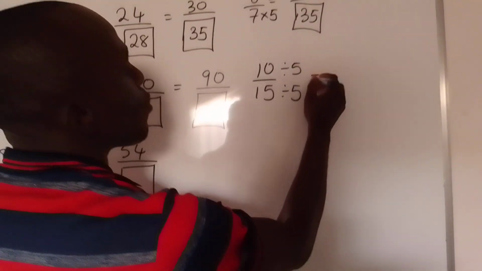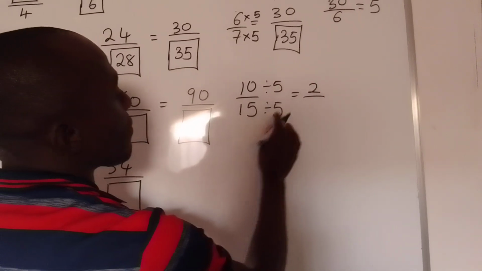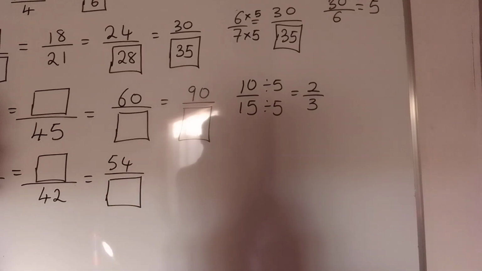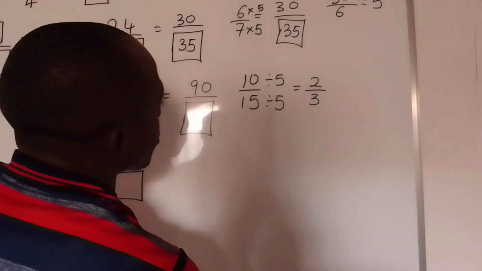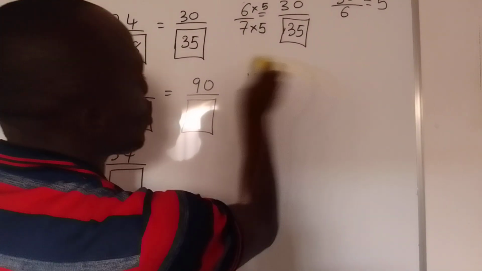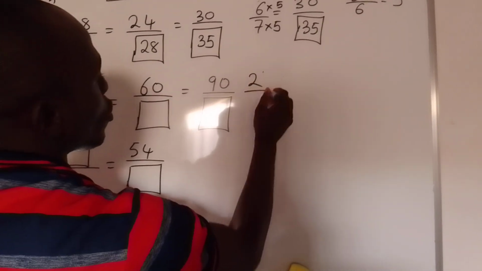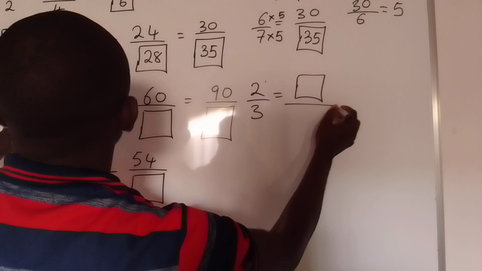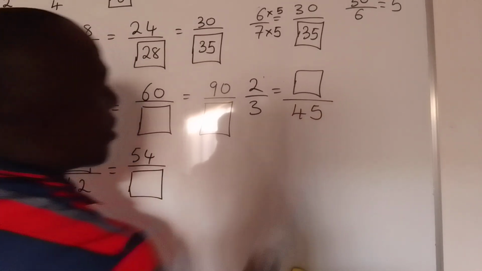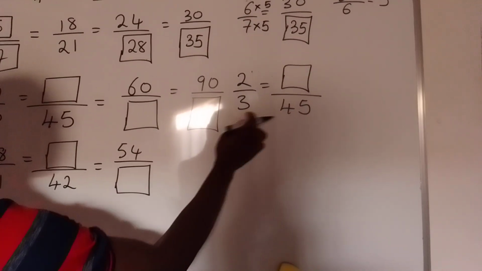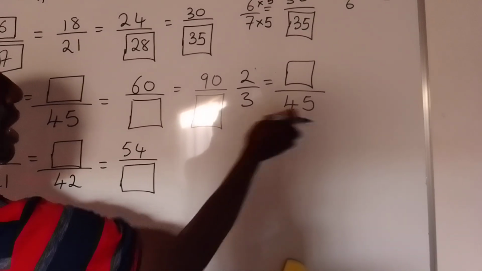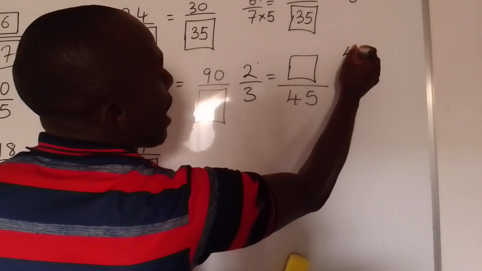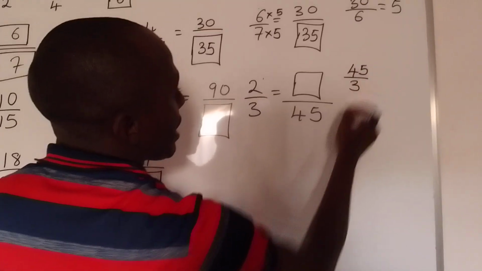10 divided by 5 will give us 2. 15 divided by 5 will give us 3. So this is what we are going to use to get the remaining numbers. Having gotten 2 over 3, we are going to use 2 over 3. 2 over 3 is equal to box over 45. Use the complete fractions, the ones opposite to each other. So we divide 45 by 3.